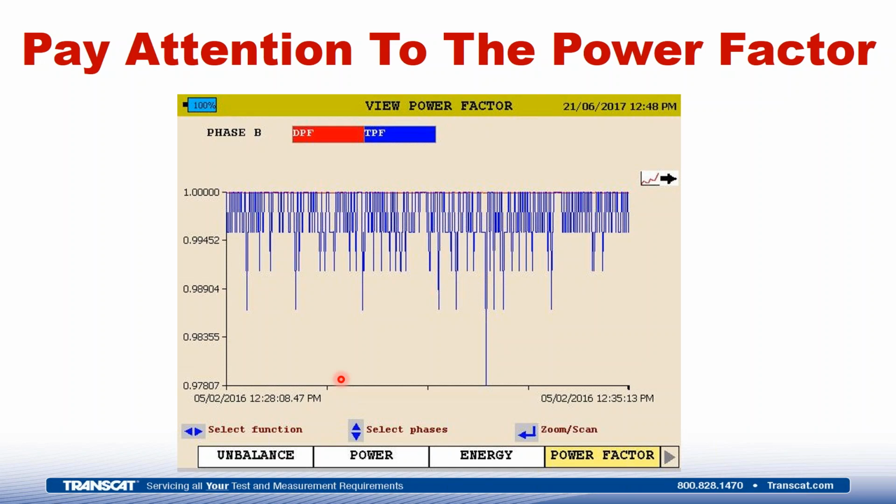1 being the best. So this example here is a screenshot of an online waveform analysis of a good power quality analyzer looking at power factor. And so we have our 1 here, and we see a couple spikes down. Even this long one down, still only down to 0.97. So this is a good example of a good power factor.